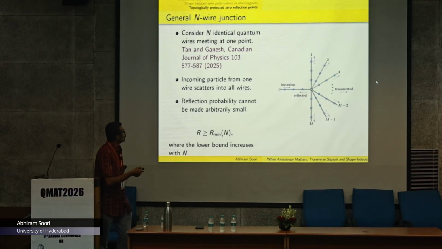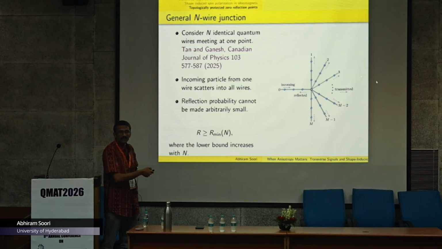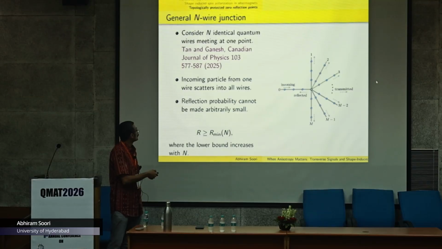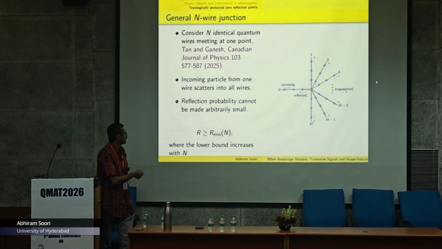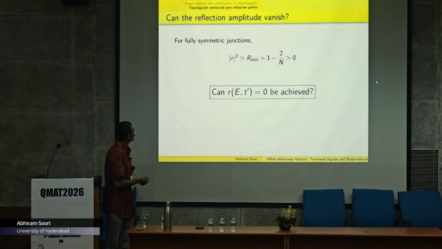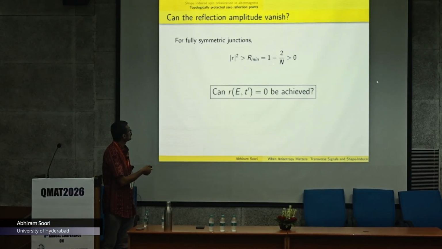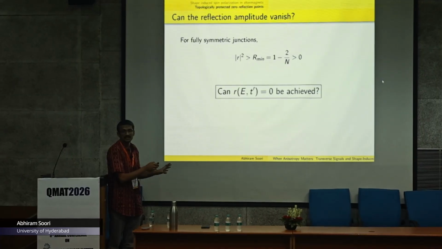Okay, so to tell you the story, let's say you take a junction of n different quantum wires meeting at a single point. What you can show is that when you send an electron in one of the quantum wires and see how much is reflected and how much is transmitted, the reflection probability is bounded from below by R minimum, which is a function of n. And this R minimum is given by 1 minus 2 divided by n in fully symmetric junctions.